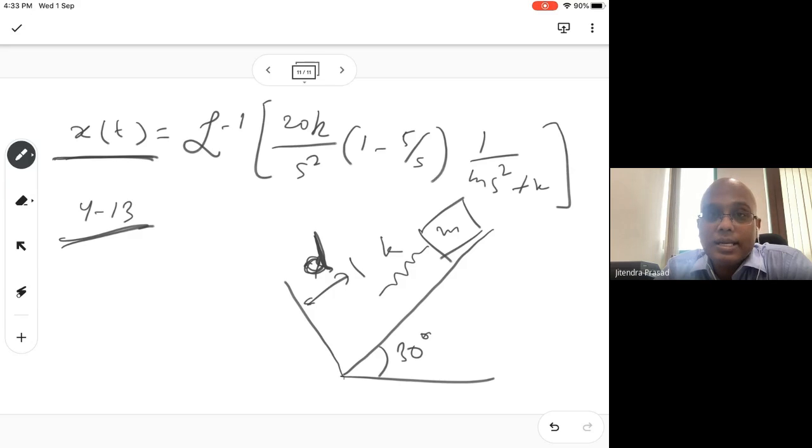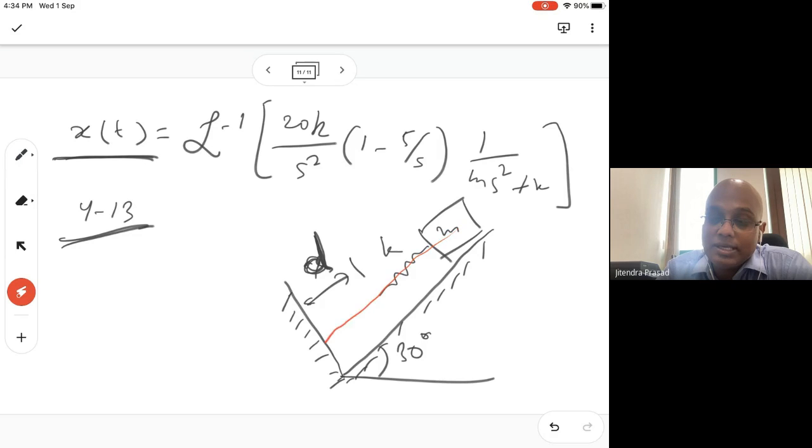This is k. Now a spring-mass system slides down a smooth 30 degree inclined plane as shown in the figure. Determine the time elapsed from first contact of the spring until it breaks contact again. So what it will do, this will slide down, so this is sliding like this. The spring will touch here, compress, and then go back. So accordingly, we have to find out the time required and all. Okay, so how to solve it?